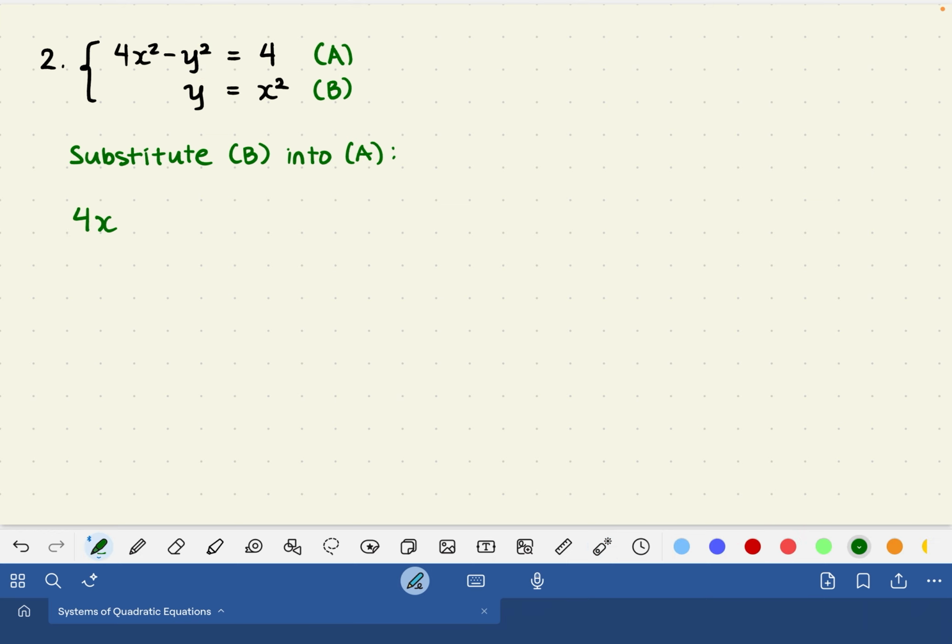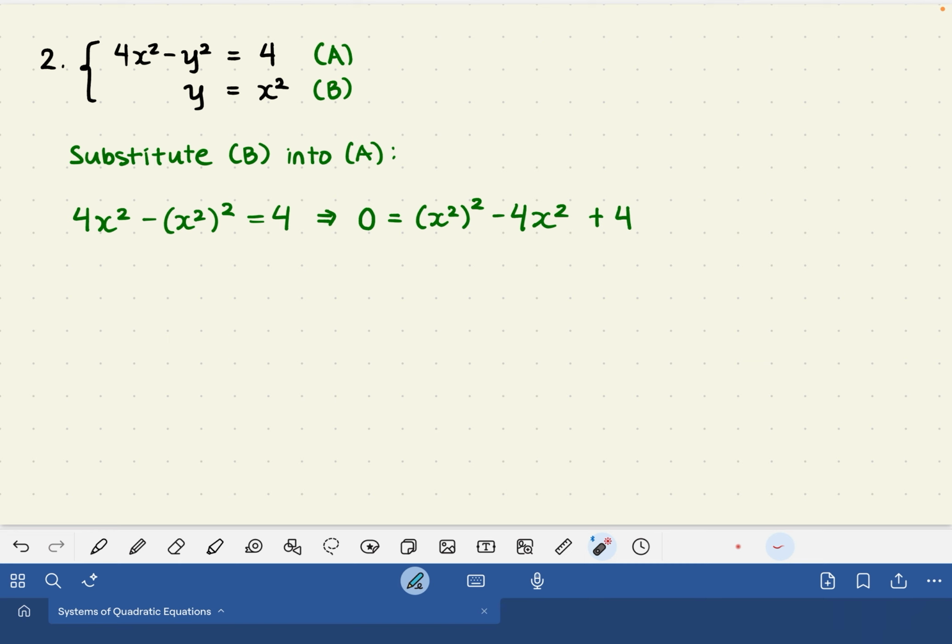So we will have 4x squared minus x squared squared equal to 4. Then let us simplify this one. First, note that we can move this entire expression to the other side of the equation to obtain 0 equal to x squared squared minus 4x squared plus 4.